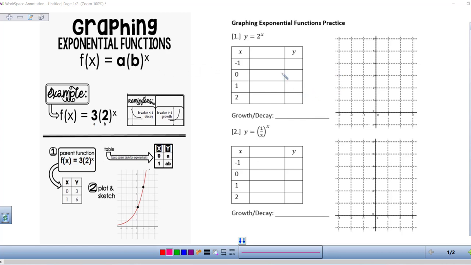All right. So our first example, we have 2 to the power of x, so I can plug in 2 to the negative first power, and you're probably going to want a calculator for most of these. We haven't talked about negative exponents before, so if you put this in your calculator, you're going to get 1/2. Or if you want it as a decimal, you could put 0.5. It doesn't matter if it's a decimal or a fraction, as long as you know how to graph it.